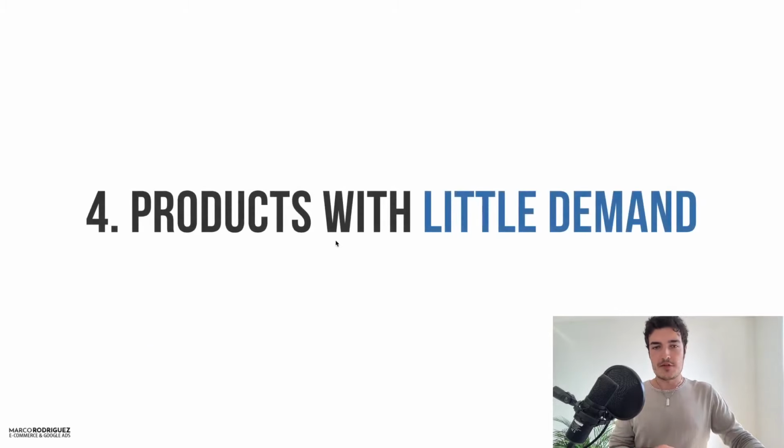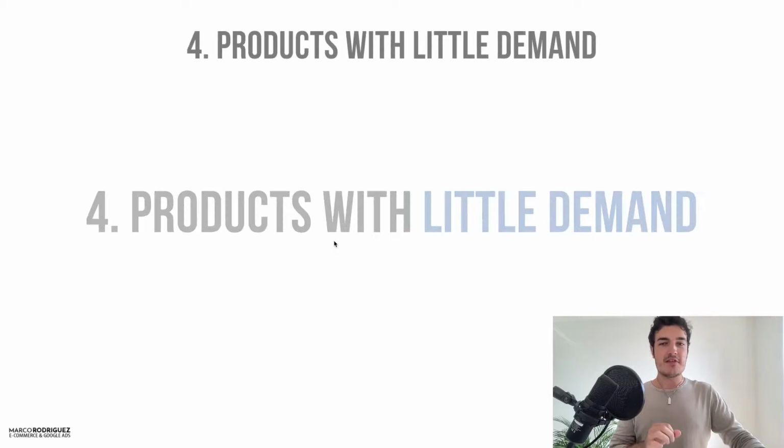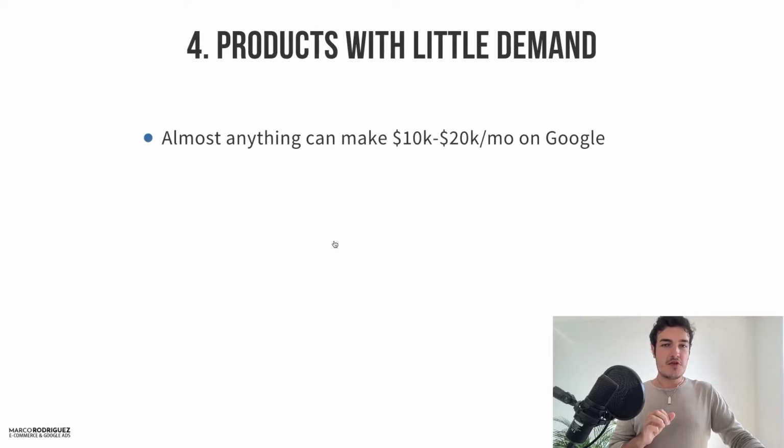Number 4, products with little demand. This should be self-explanatory, but let me talk about that because a lot of people don't really understand that. If you are running ads on Google to an e-commerce store, dropshipping, whatever, almost anything can make 10 to 20,000 a month on Google in sales, right? Then we have like 10 to 30% margin, depending on the case. So you can get a decent business going with almost any product, any niche, simply because if you target a country like the US, there are a lot of people and enough people to sustain that.